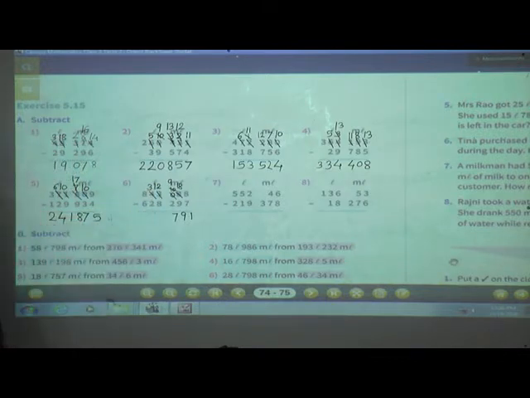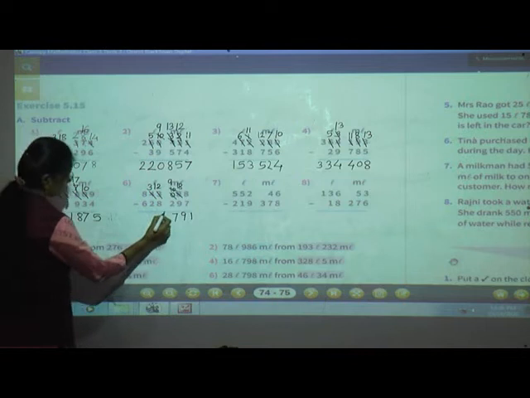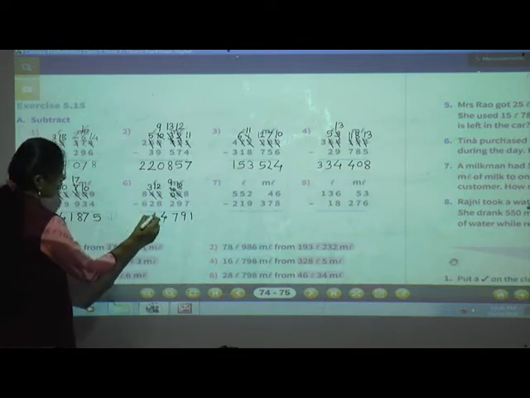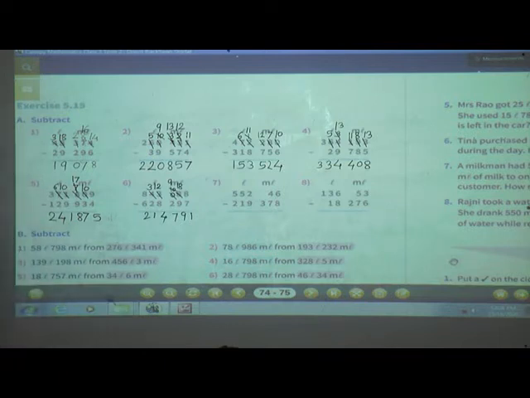12 minus 8. Yes, what is the answer? 4. Then 3 minus 2, 1. Then 8 minus 6, 2. So the answer is 214 liters, 791 milliliters. Understood? Okay. Now see the next example. 7th one.